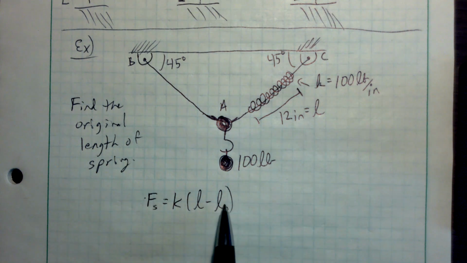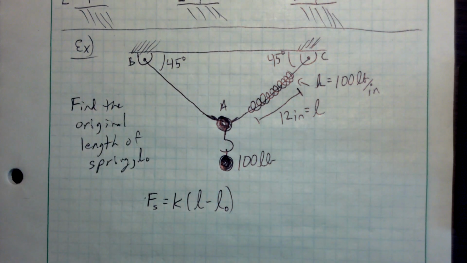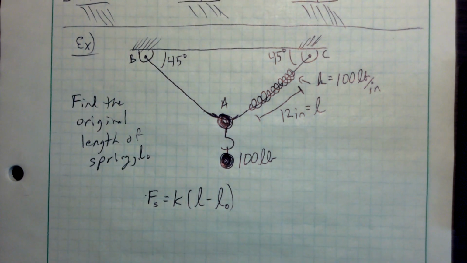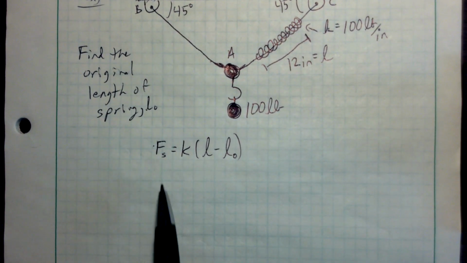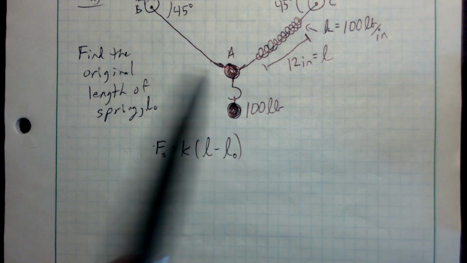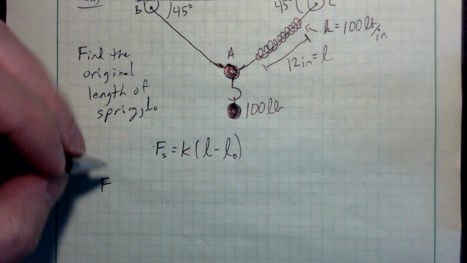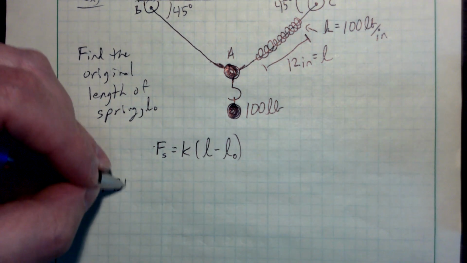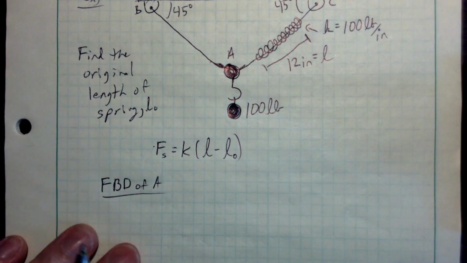So I don't know the force, and I don't know the unstretched length, and that's what I'm looking for, L naught. So I've got one equation, two unknowns. I need to find, then, the force of the spring. So what's a good way to find the force of a spring? Well, if I can apply equilibrium to this knot, then I can probably find the force of the spring. So that means I need to draw a free body diagram of point A, the knot at point A.